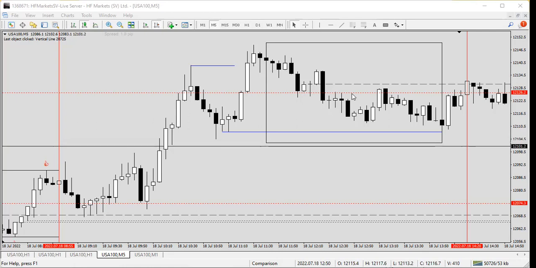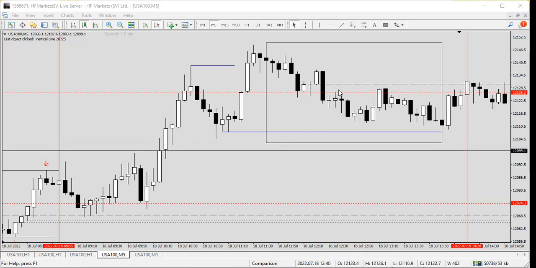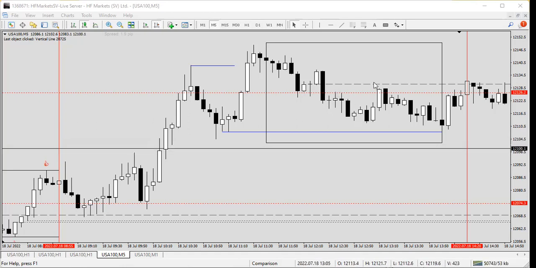I don't want to call it inducement, but let's call it inducement. Inducement, because these are liquidity levels that are resting in the path of a logical retracement. So if you put your stop here, you're asking for it to get taken.